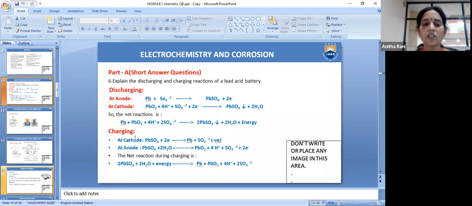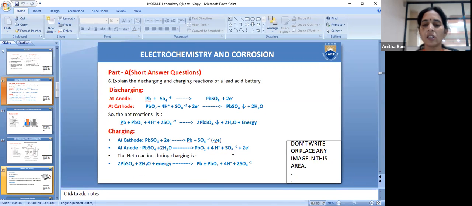During the charging reaction, we have to supply electrical energy. Electrical energy converts into chemical energy, so that the products are converted back into reactants, and again we can go for the discharging reaction. The net reaction during charging is 2PbSO4 plus 2H2O plus supplied energy gives rise to Pb plus PbO2 plus 4H+ plus 2SO4 2-.